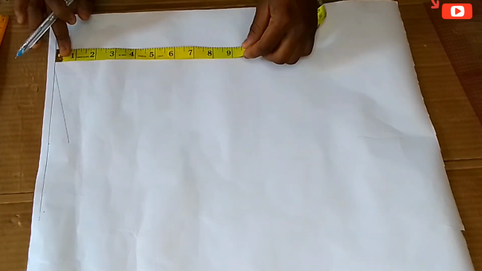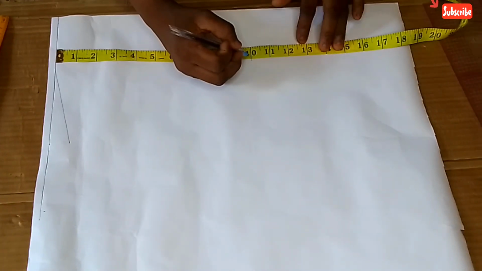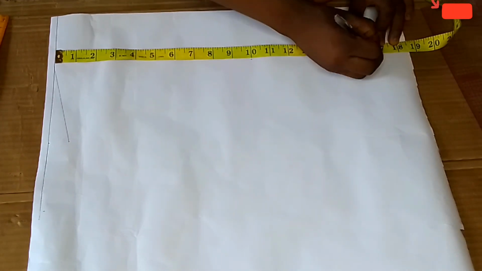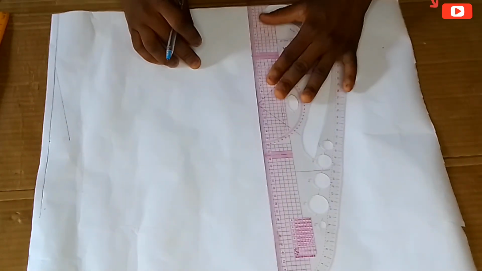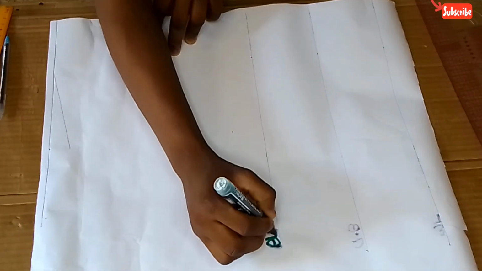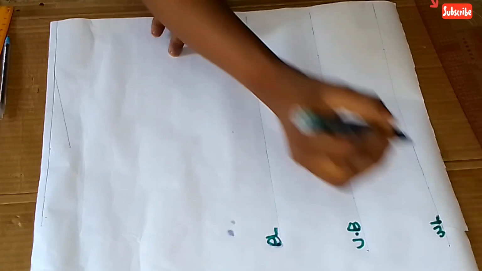So from the shoulder, I came down 10 inches for my bust point, and then 13 inches for my under bust, and then 16 inches for my waistline. So I will go ahead and rule a line across those points and then label those lines. So this line is the bust line, under bust, and the waistline.